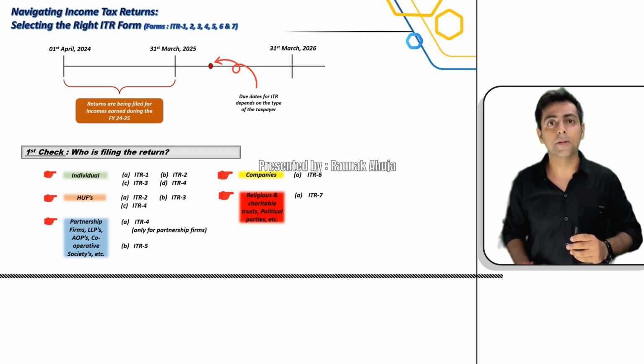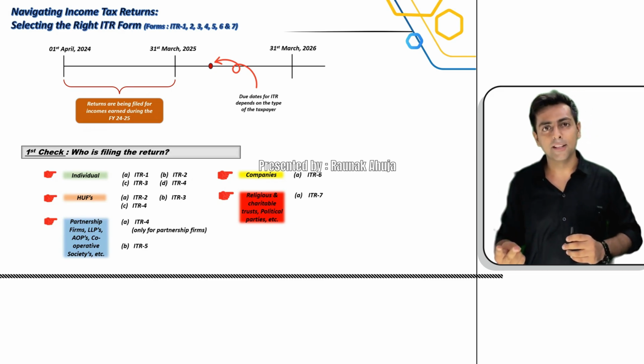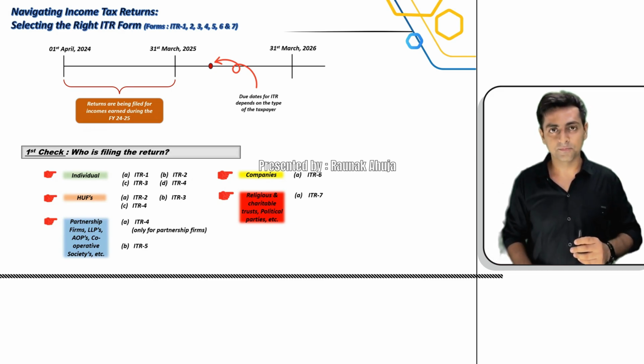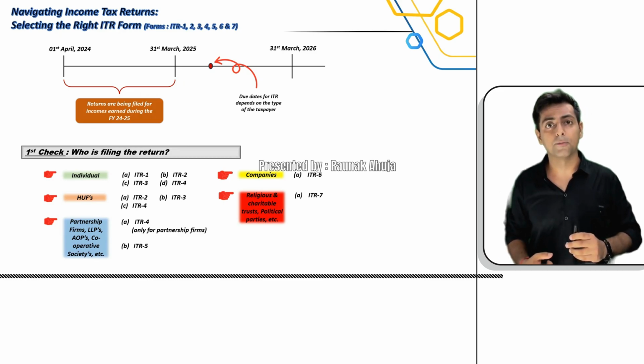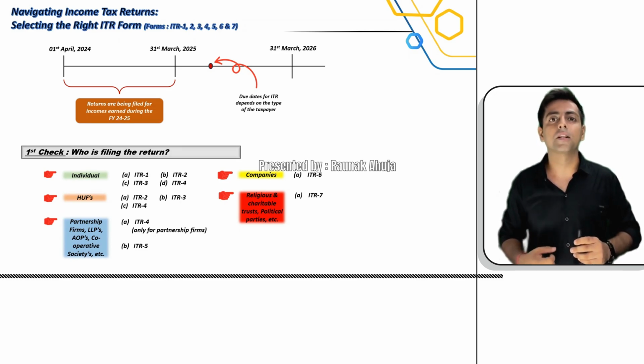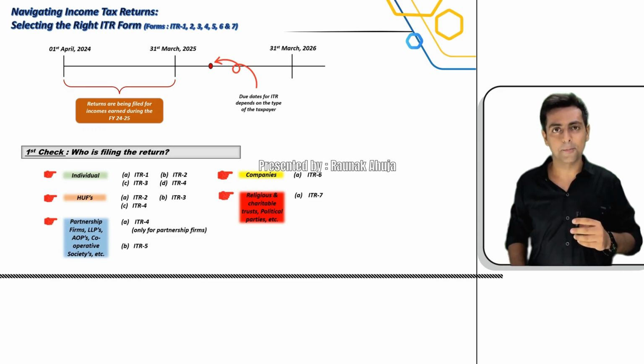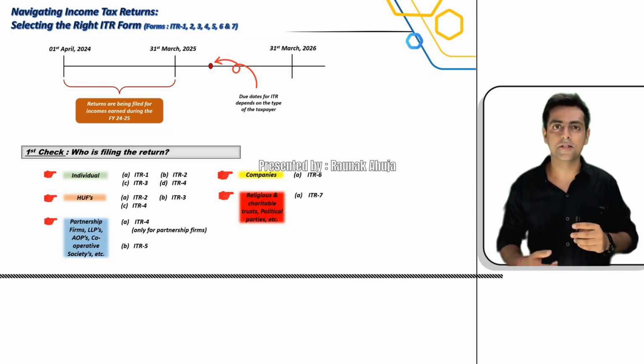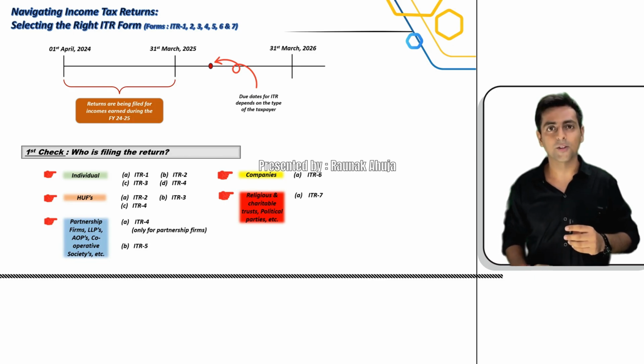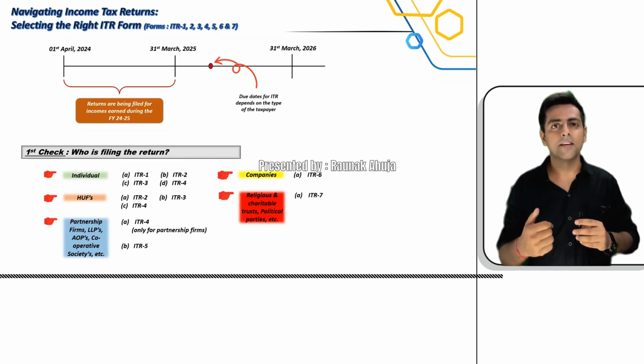In case the taxpayer is an HUF, then in such a case, three forms are available: ITR 2, ITR 3, and ITR 4. In case it's a partnership firm or an AOP or a BOI or an LLP, the ITR forms that are available are ITR 4 and ITR 5. If the taxpayer is a company, the ITR form that would be applicable would be ITR 6. In case it's a religious trust or a charitable trust or a political party, ITR 7 would be applicable.